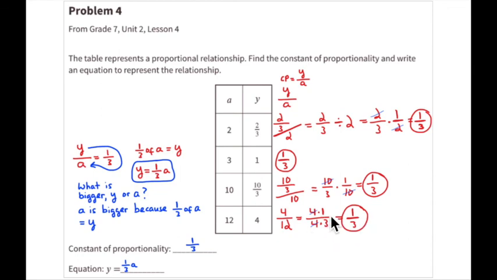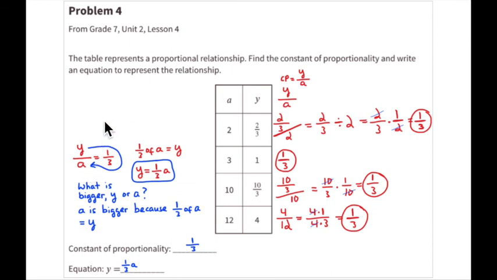4 times 1 is 4. 4 times 3 is 12. These 4's once again cancel, you get 1/3. So it's 1/3 all the way down the table. So that constant of proportionality is 1/3. What that tells you is that y divided by a equals 1/3. So y is 1/3 of whatever a is. So think about a and think about taking 1/3 of that.